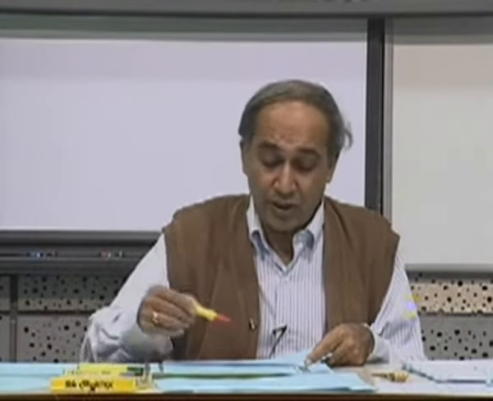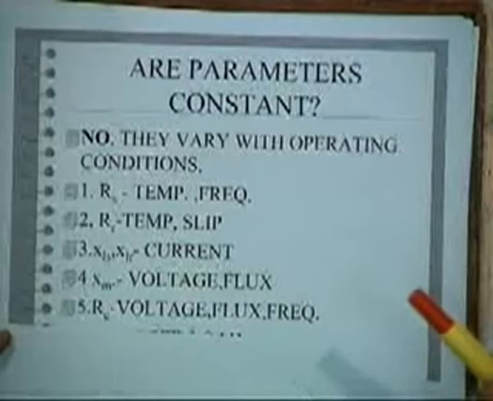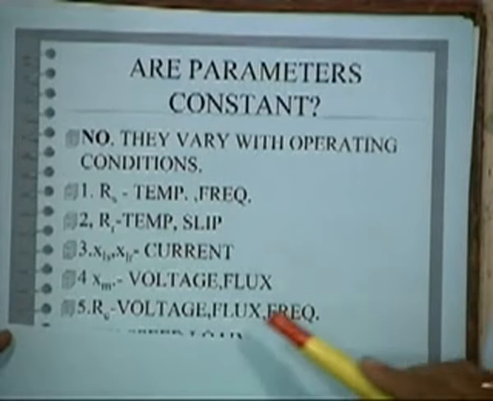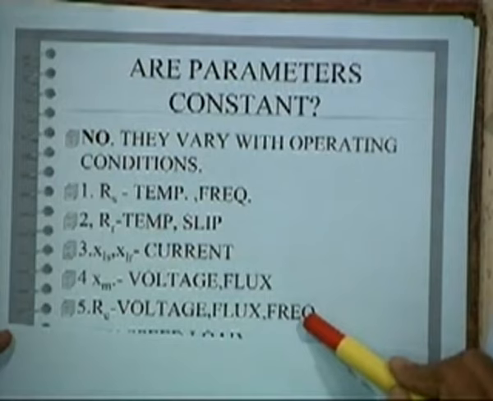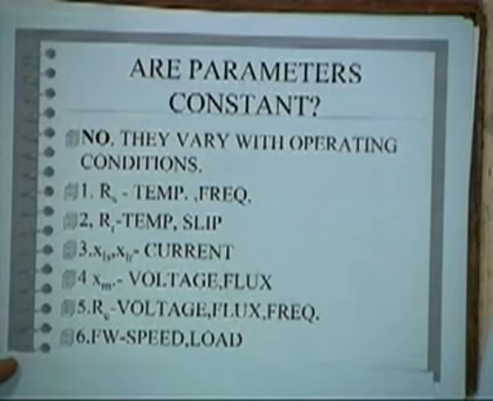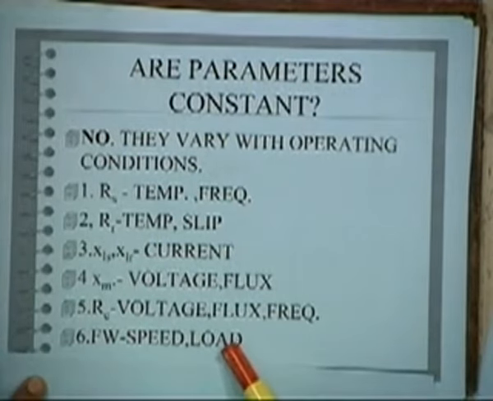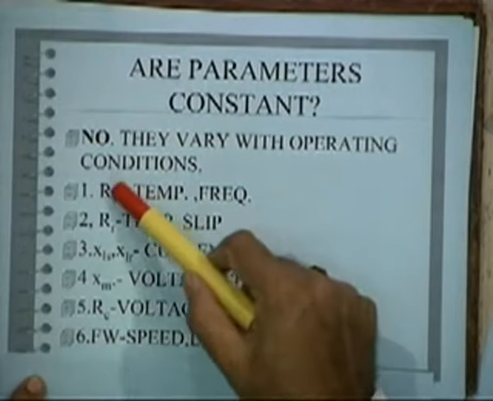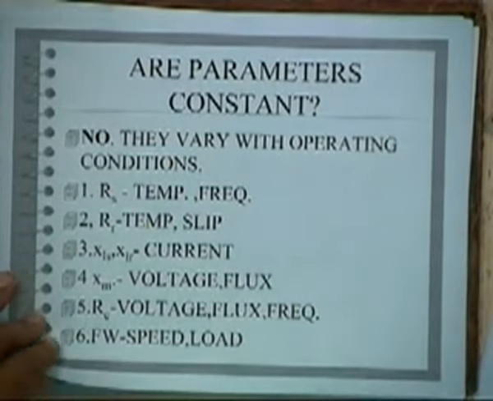Then the core loss resistance RC is also dependent upon voltage, because the core loss depends upon the operating flux, and it also depends upon the frequency. If your frequency is varying, again the RC will change. Then FW, what is FW? Friction windage loss. We normally consider that to be constant, but it may vary with speed and with load. If you connect a higher load, the friction windage may be more. Therefore, all these parameters which we assume constant are practically not valid.